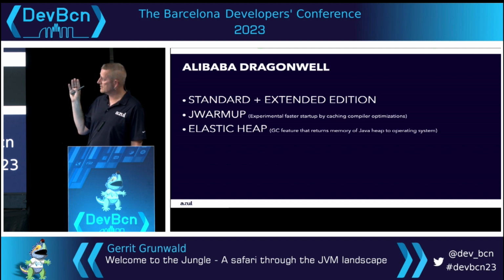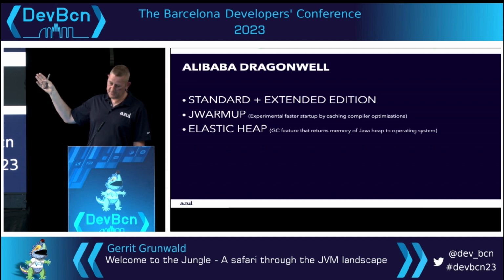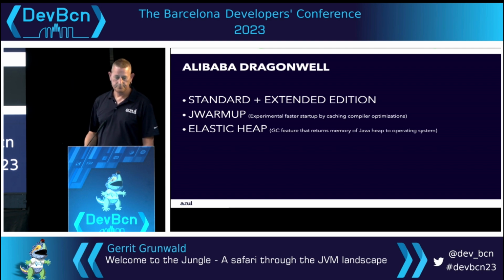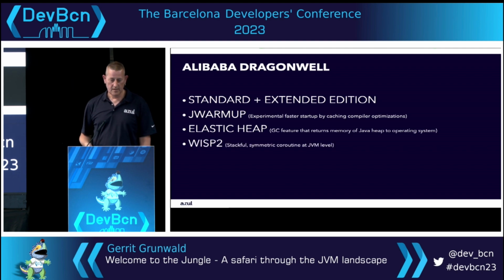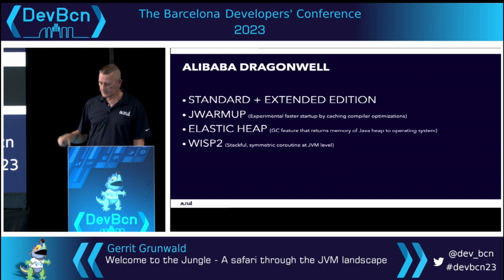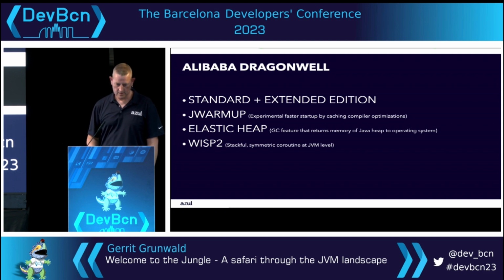Then they have something called Elastic Heap. That's a GC feature that returns memory of the Java heap to the operating system. This is only in Dragonwell. And they have a stackful symmetric coroutine at JVM level called Wisp2. If you take a look at the website, they also have examples of what it is.